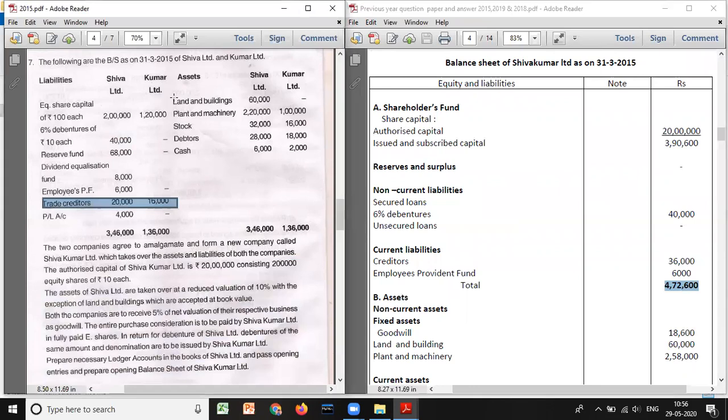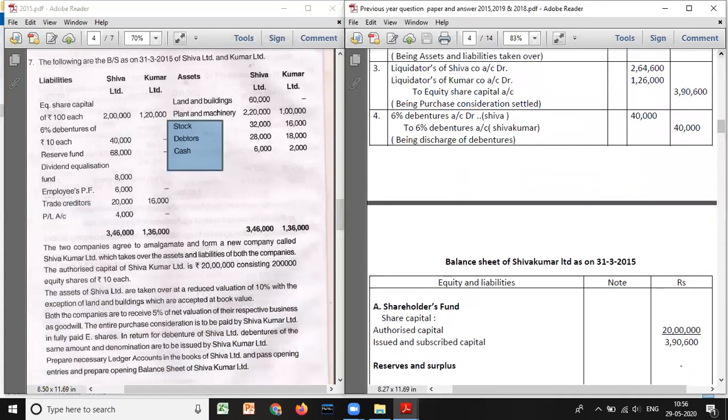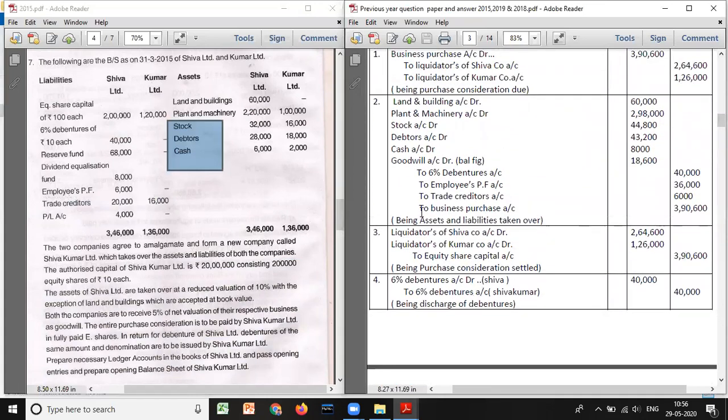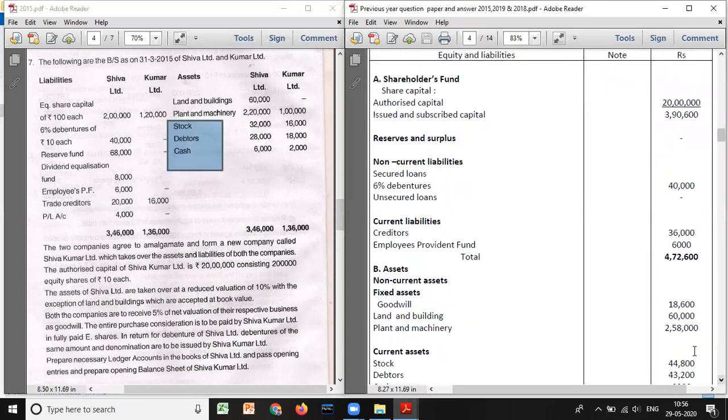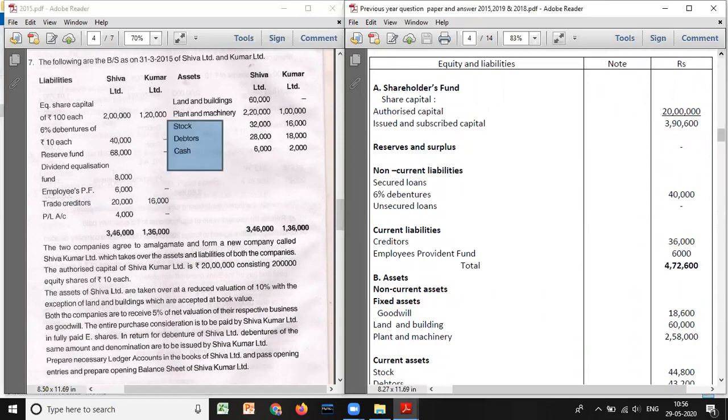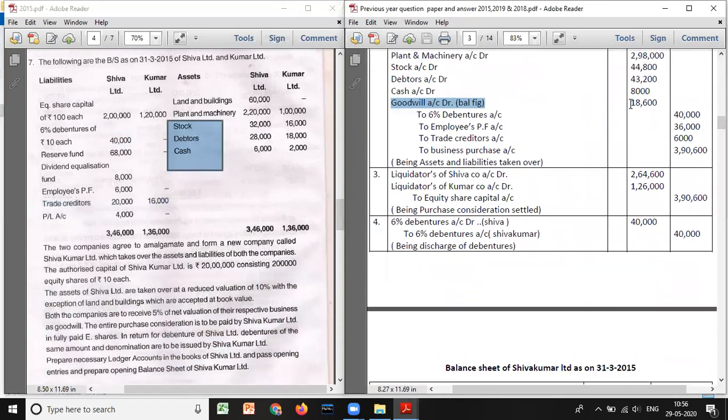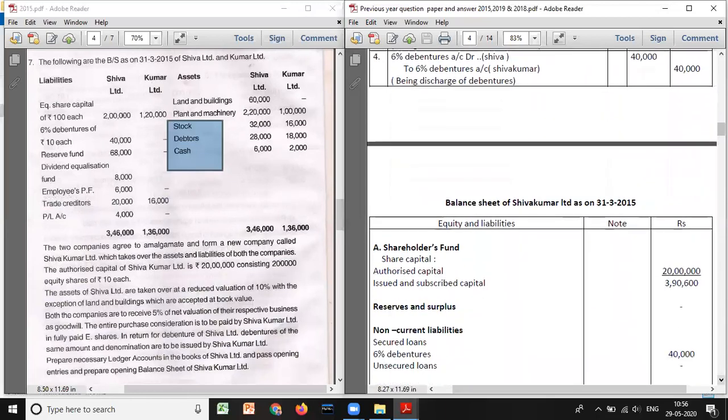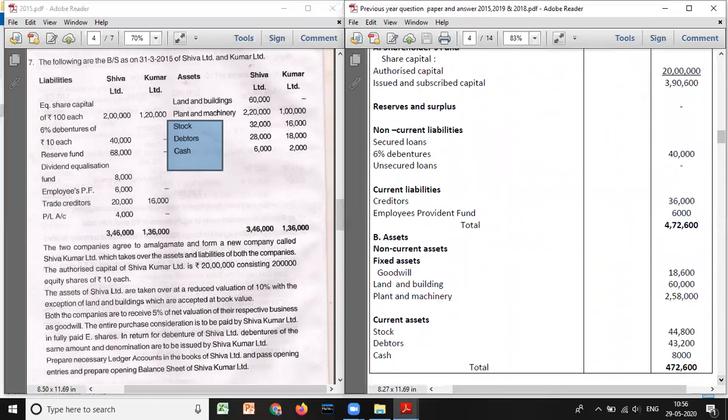Next, we'll go to the asset side. Land and building is a non-current asset, plant is a non-current asset, and these three are current assets. So under non-current assets, fixed assets, we have already calculated goodwill in the incorporation entries. This is very, very important. If you're getting any capital reserve, you have to record it under reserves and surplus. If you're getting goodwill, you have to record it on the assets side. So under non-current, first one is goodwill. How much do we have? 18,600. And next one, land and building, 60,000.